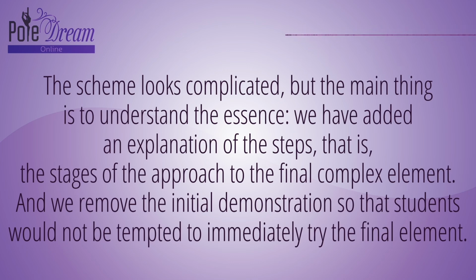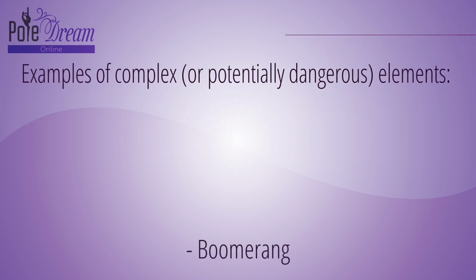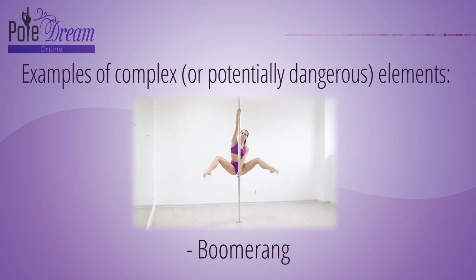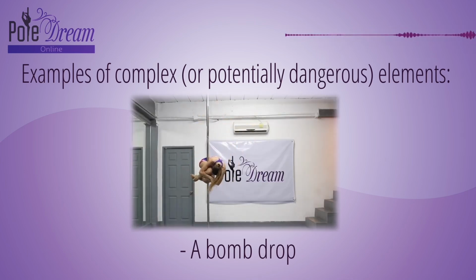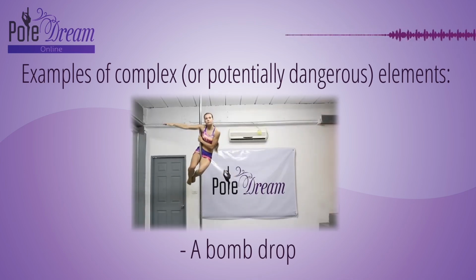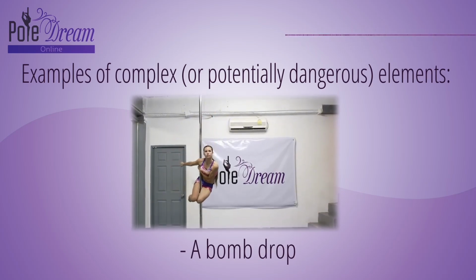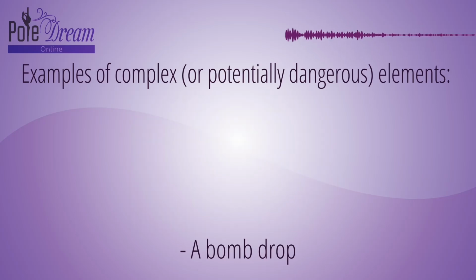So now I would like to make some examples of complex or potentially dangerous elements. In beginner level, this would be the boomerang, split grip, because it can be dangerous for wrists. That's why there should be some pole conditioning and the grip explained very well. Then the bomb drop. This is a drop, so first the positions should be explained, then little sliding, then mini drops, and only then the final drop. So that's why it's very important to go step by step.